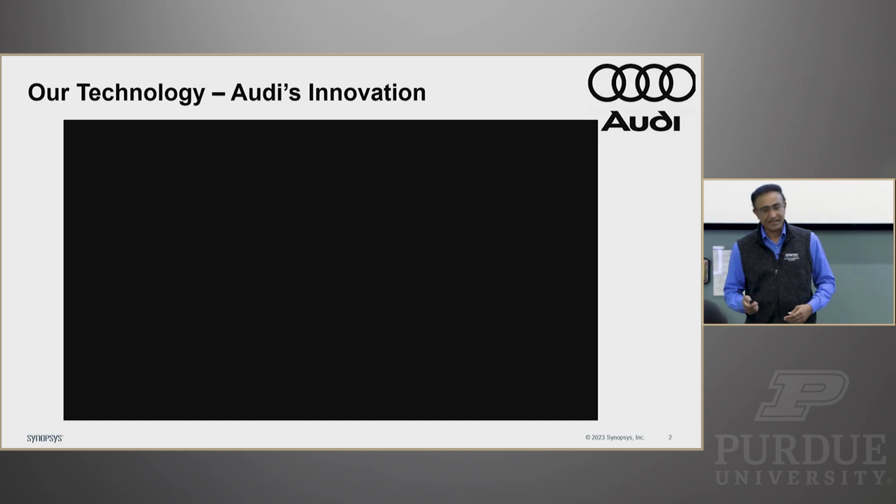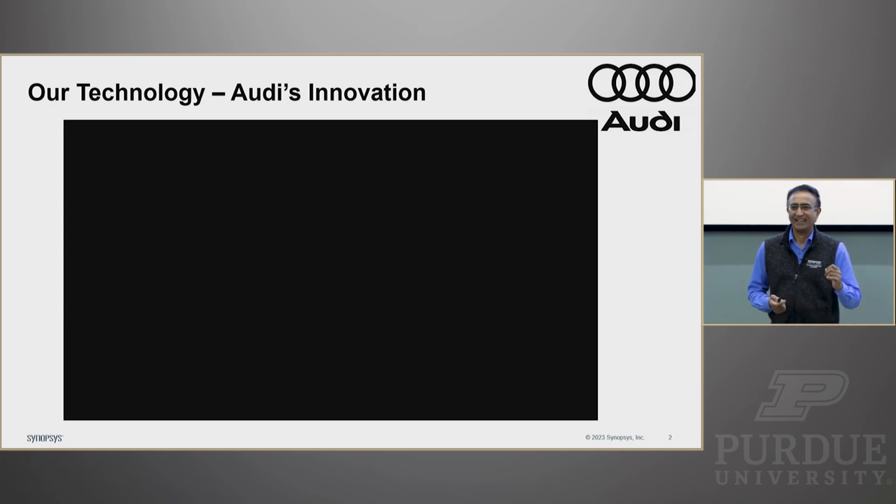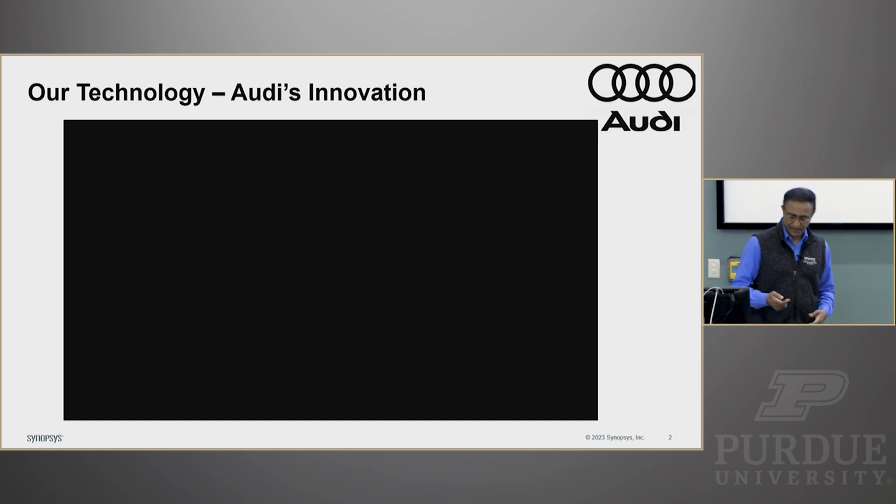Audi is one of our customers, along with pretty much every single maker of electronics out there. So I would say 99% of every semiconductor device has seen Synopsys technology at some point in its life cycle, which gives you a sense of how embedded we are, how integral we are to the semiconductor industry.